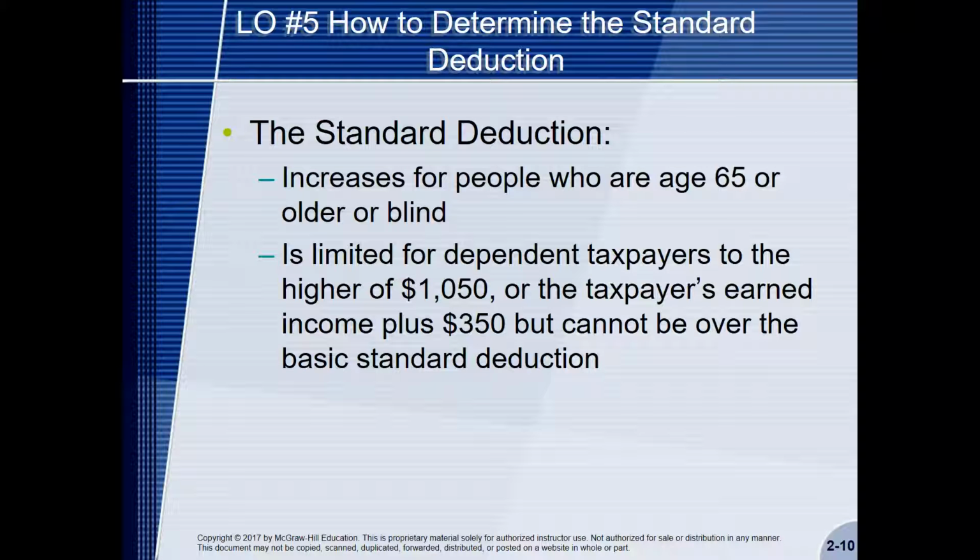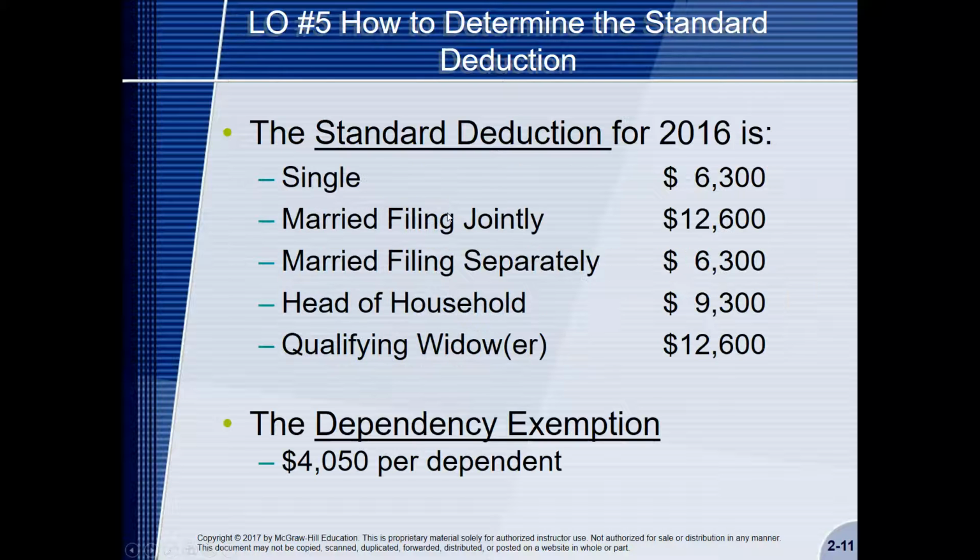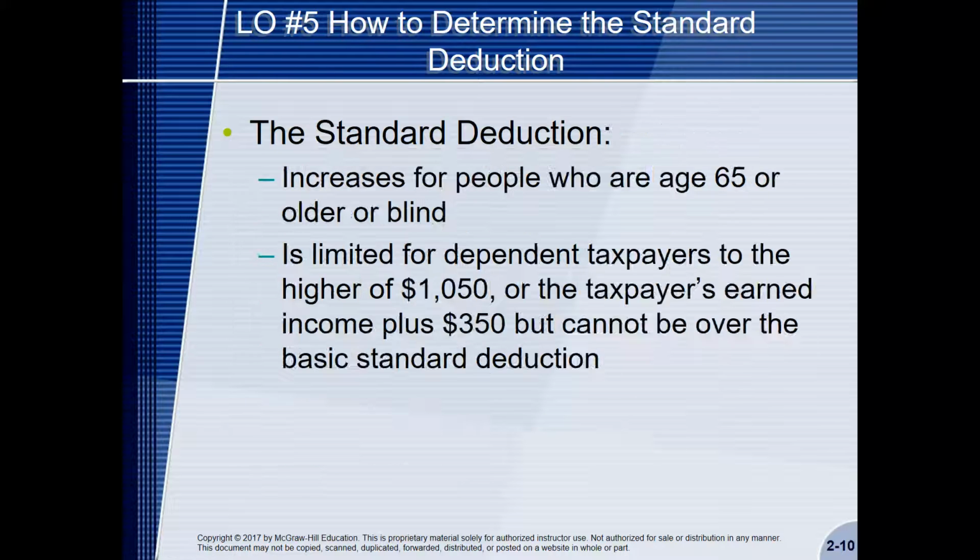Now here's one issue that comes up where we have a standard deduction for people who are claimed as dependents. And the standard deduction also will increase for people who are age 65 or older. So looking at the standard deduction for a dependent, it's either the higher of $1,050 or the taxpayer's earned income plus $350. But it cannot be over the standard deduction. So if it's a single person, it cannot be over $6,300. Now let's see how we're actually going to use this information.